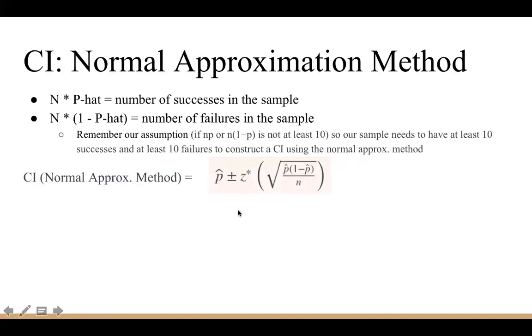So for the normal approximation method confidence interval, we want to check that we have a sufficient number of successes and failures in each sample to make sure that our sample size is sufficiently large enough. Those are mostly our assumptions here, so we want to make sure that we have at least 10 successes and 10 failures, and that passes our assumptions, so we can use the normal approximation method. So once we pass our assumptions, we can use the normal approximation method confidence interval formula, which is in the orange box there, p hat plus or minus z star times our standard error.